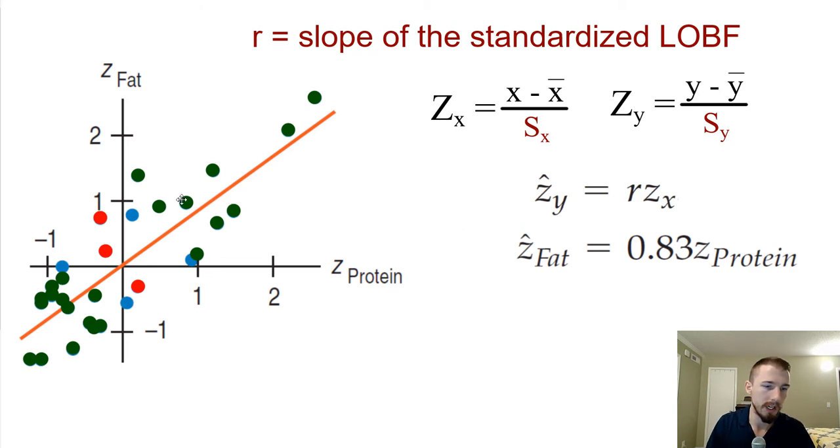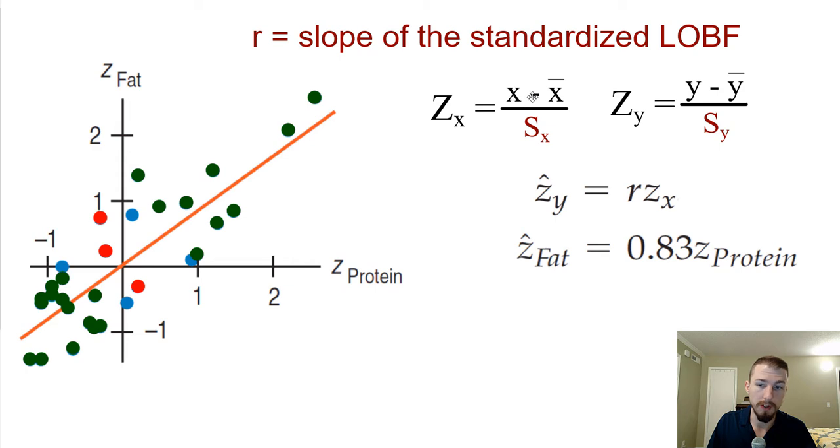So here we have our scatter plot. This is a standardized scatter plot because we're dealing with z-scores, z-scores of protein by z-scores of fat. Remember, the correlation coefficient is calculated by graphing out these standardized scatter plots, by basically converting all of the data points to z-scores.